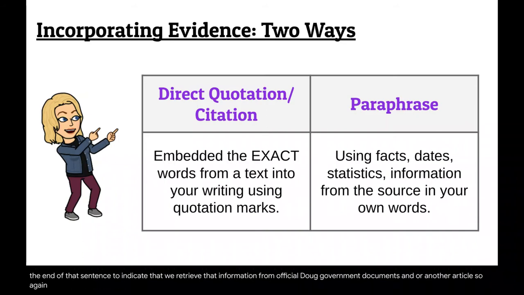So again, direct quotation is when you're going to use quotation marks. You're using the exact wording from another source. Paraphrasing is when you're just integrating details, but you're using your own authentic voice. Let's look at some examples.